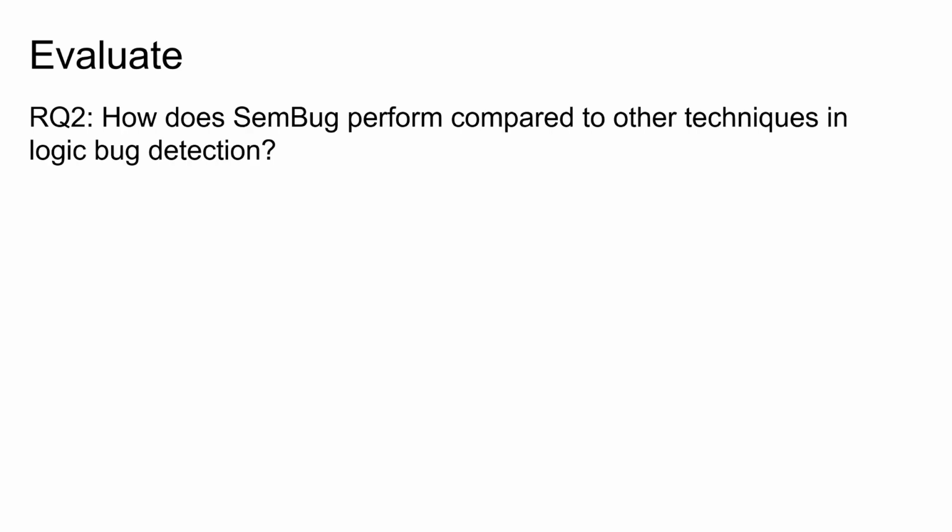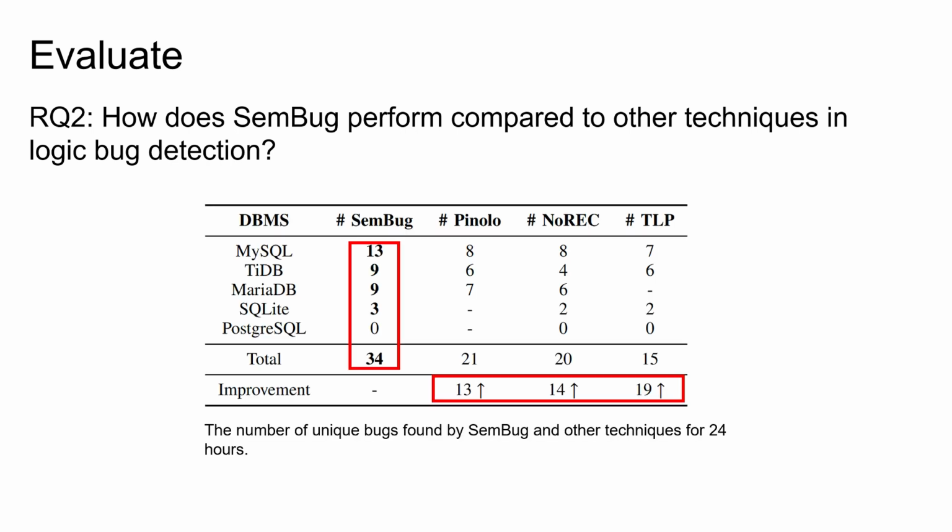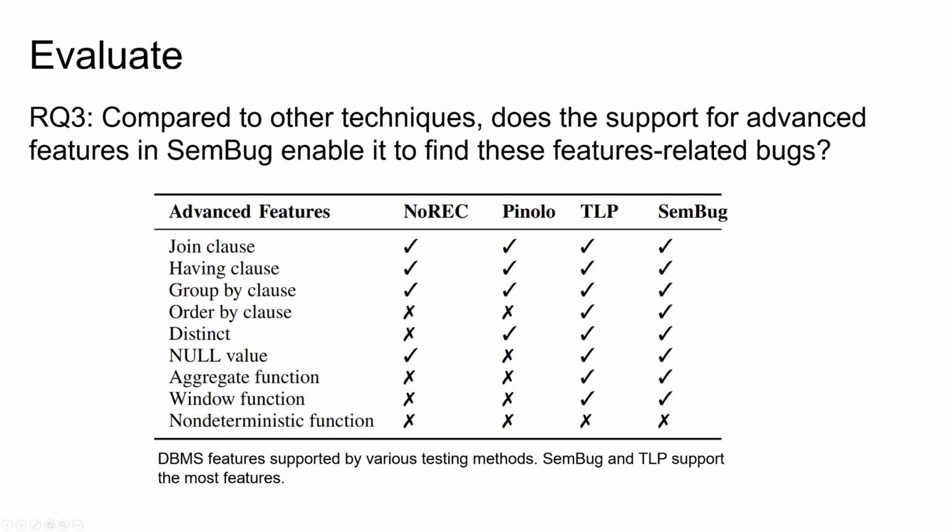The second question is, how well does Sambug do compared to other bug finding techniques? This table shows the results. We ran Sambug and other top tools for 24 hours on different databases and counted the unique bugs each tool found. As you can see, Sambug performed the best. It found the most unique bugs on every database we tested, and found significantly more bugs overall than the older methods. So Sambug finds more bugs, but can it handle complex SQL features?